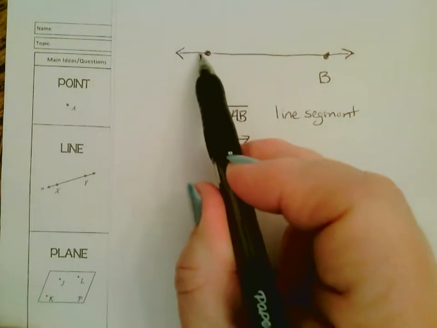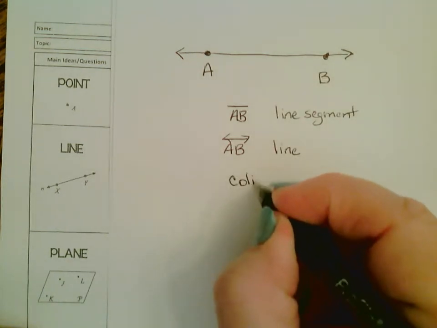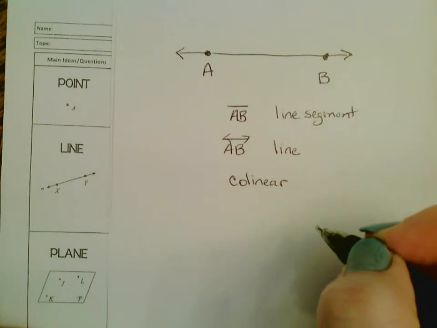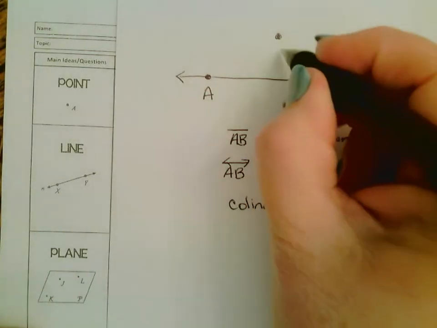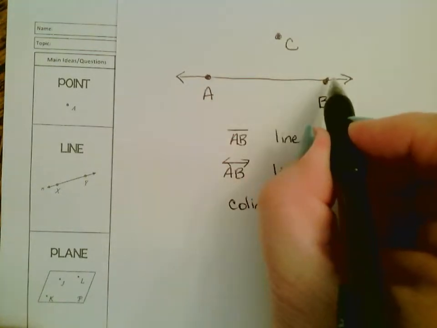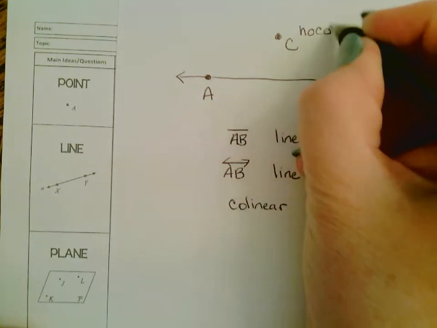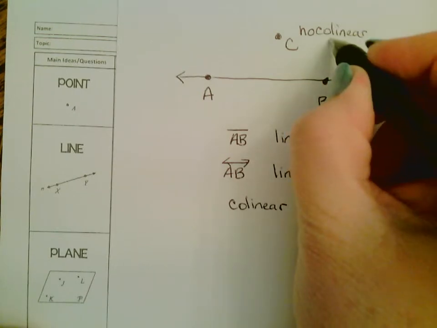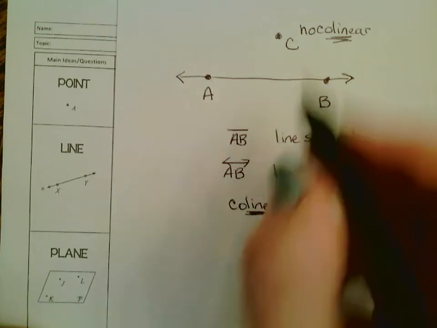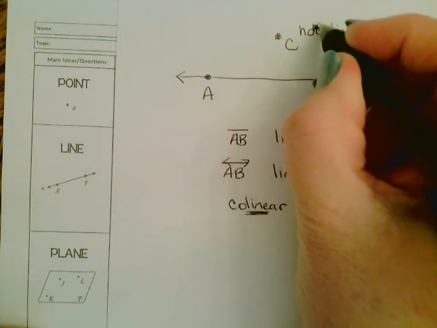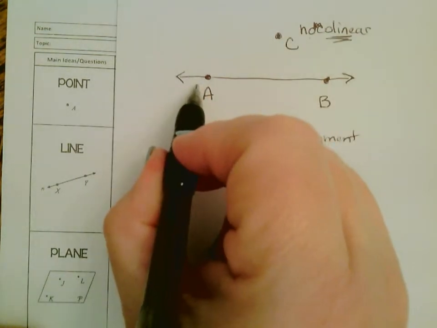If the 2 points are along the line, we say that the points are collinear. They are along the line. If I have point C over here away from the line, that point is non-collinear. Okay, and you see the word line in there. Collinear, it's on the line. There's an N right there. Non-collinear is not. Point C is not on line AB.